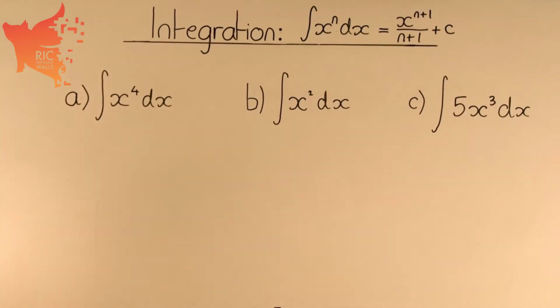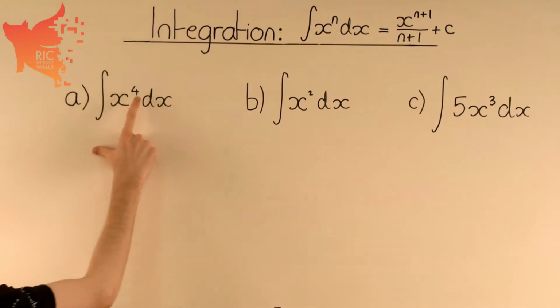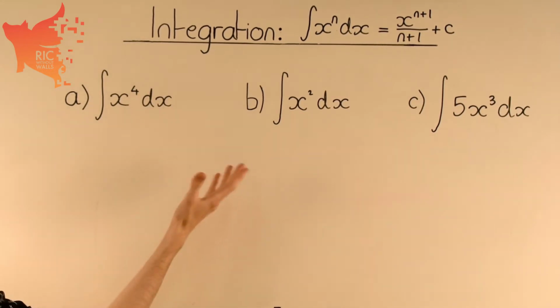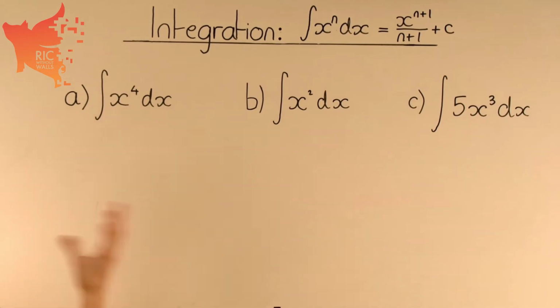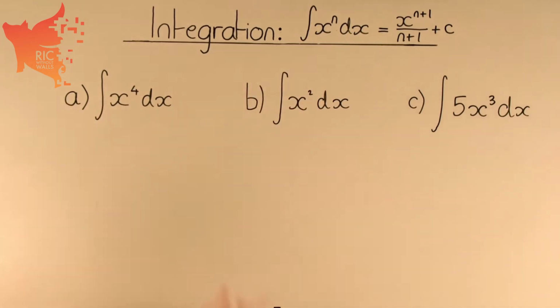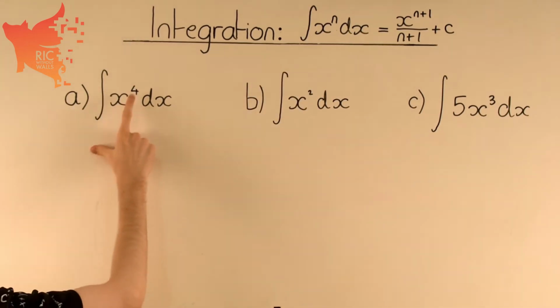Now in this first example, we've been asked to integrate x to the power of 4. I'm just going to point out this dx here just simply means that it's the x's that we're integrating. X is the variable that we're integrating. Okay, so now let's use our rule that we discussed before. In this example, the power of x is 4.